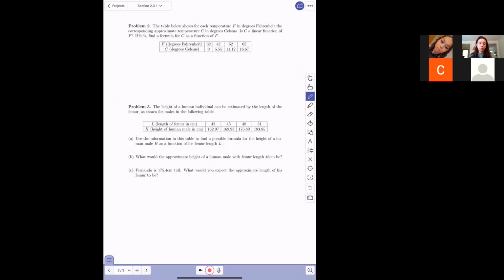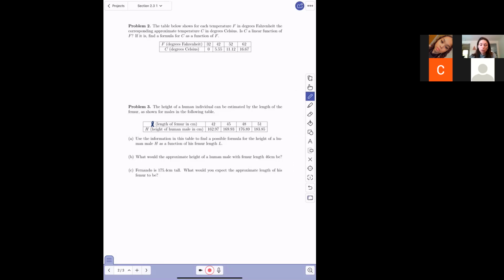Problem 3 we'll do together. So the height of a human individual can be estimated by the length of the femur, as shown for males in the following table. I should have written this as lowercase l. Usually inputs are lowercase, so l is the length of the femur in centimeters. H is the height of the male in centimeters. Use the information in the table to find a possible formula for the height of the human male, H, as a function of his femur length, L.